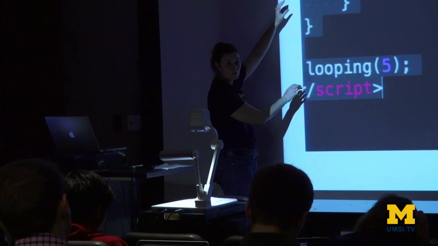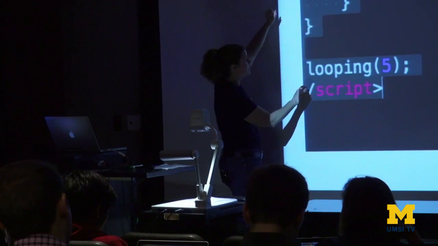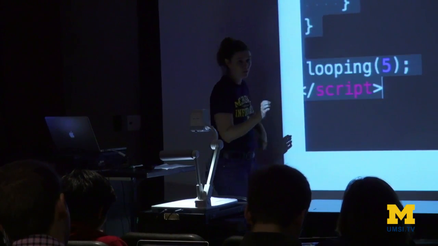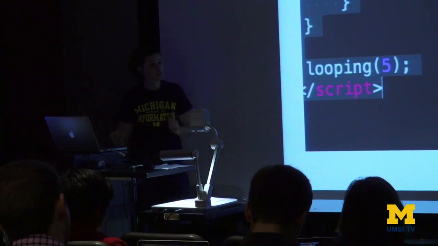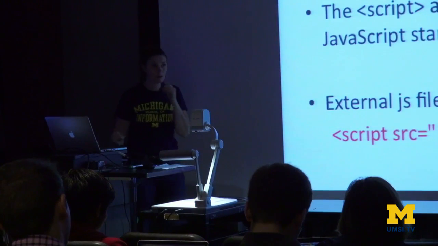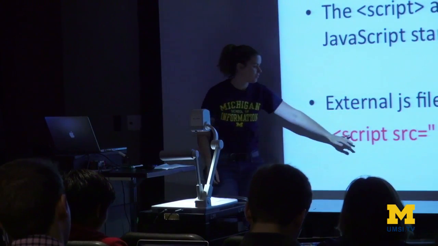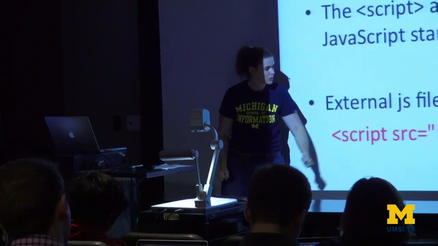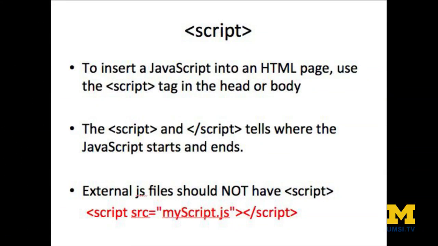If I were to take this outside of an HTML file, I'd need to make sure I take the script tags out. If this was a looping.js, I'd want to take it out. Then I would have in here script source equals my script.js. And this should go in the head section. So now in the head, you're going to have your title, your link to your style sheet or sheets, and a link to your JavaScript.